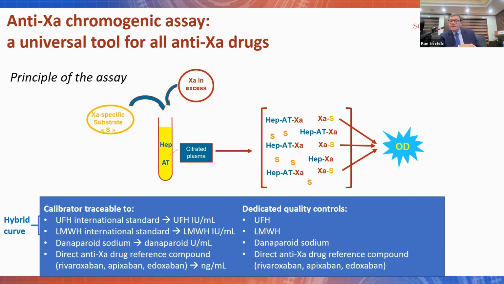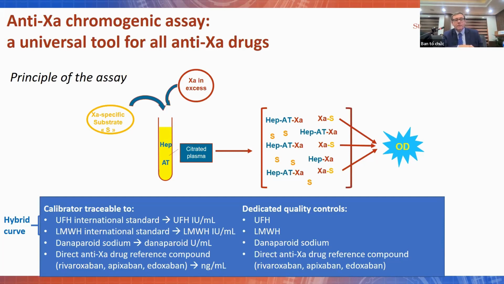The beauty of the assay is that there are calibrators for the anti-Xa assay. There are calibrators for unfractionated heparin with an international standard. There is also an international standard if you want to measure low molecular weight heparin, or you can use a hybrid curve that can measure both unfractionated heparin and low molecular weight heparin, which from a laboratory perspective is quite efficient because you only have one test for two different types of anticoagulants.